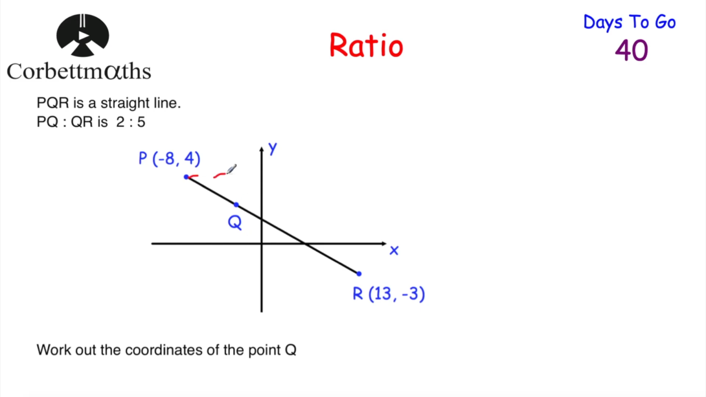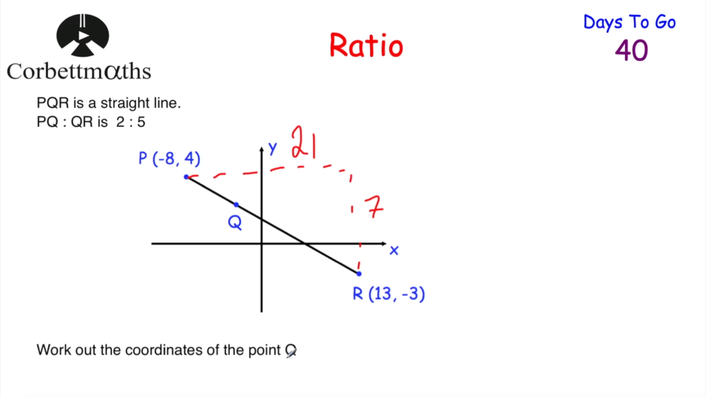Okay, so to do this question, I'm going to figure out how I would get from P to R. So to get from P to R, I'd go from -8 to 13, so that's 21 across. And in terms of going down, I'm going from a height of 4 down to a height of -3, so I'm going to be going down 7. So to get from P to R, we're going across 21 and down 7.